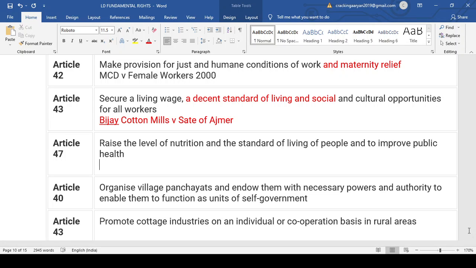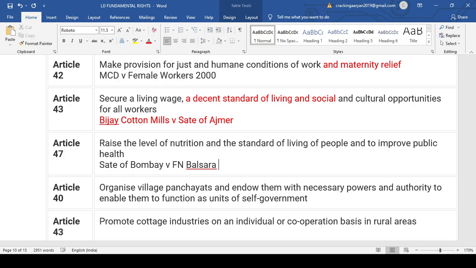There is an improvement of the public health, and the state should endeavor to prohibit the consumption of the liquor. There is a case of State of Bombay versus F.N. Balsara. Now, what happened in this case? In this case, the Supreme Court held, this is a case of 1951 AIR 1951 Supreme Court.